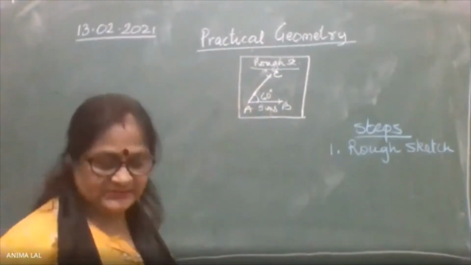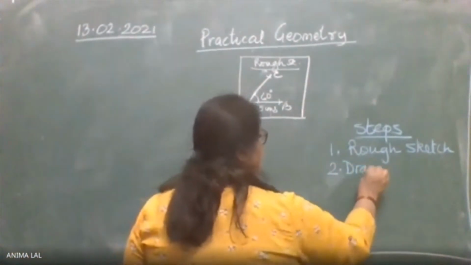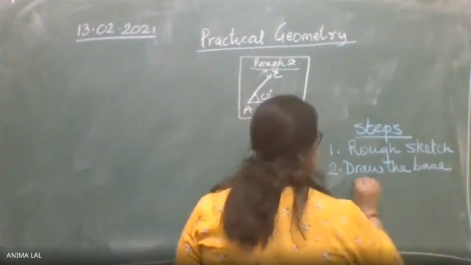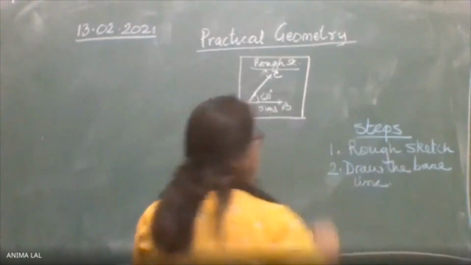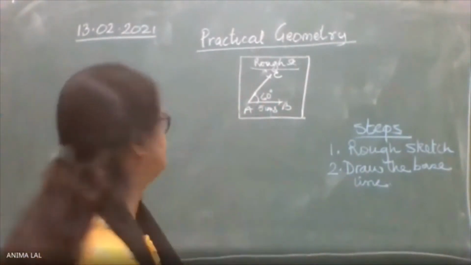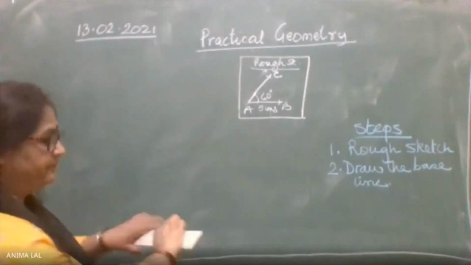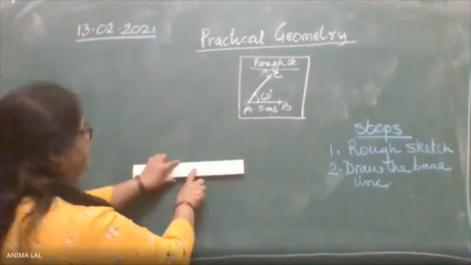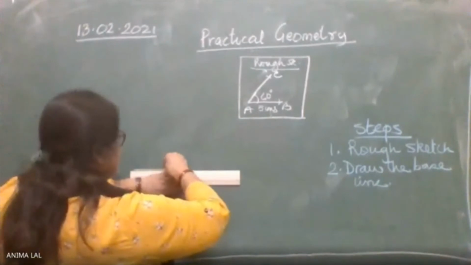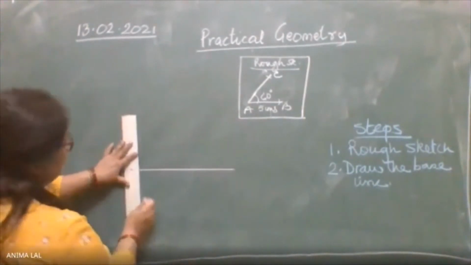So our next step will be to draw the baseline. Now your baseline is this, on which the angle is. So we are going to draw AB. So I take a ruler and a pencil and draw a line first. Just a straight line. Then I mark a point A.